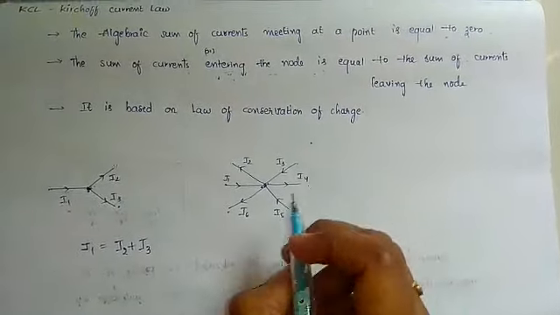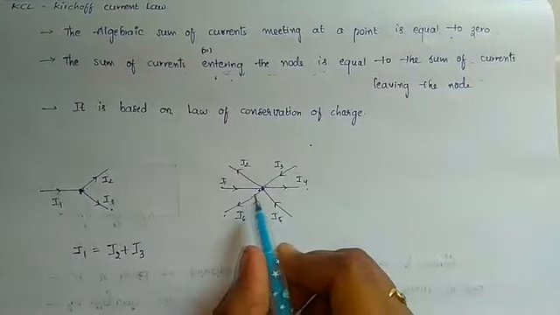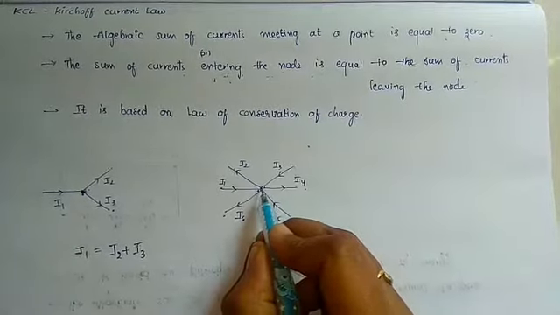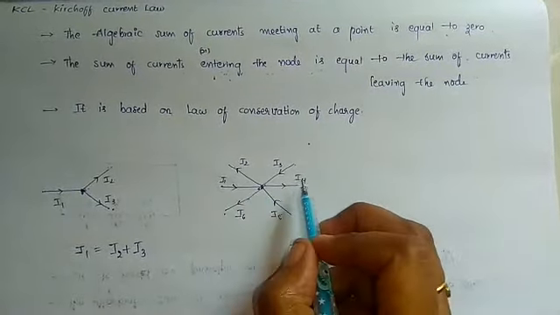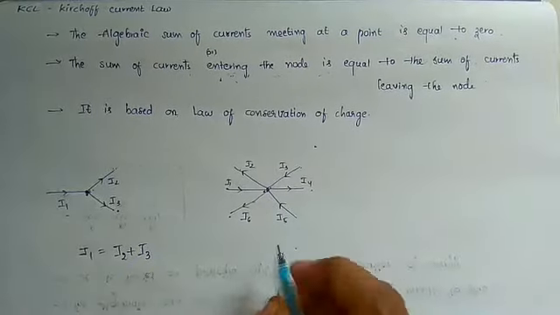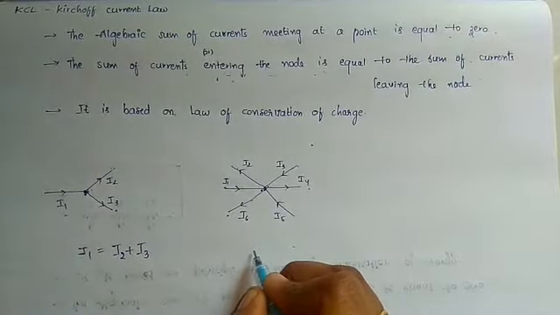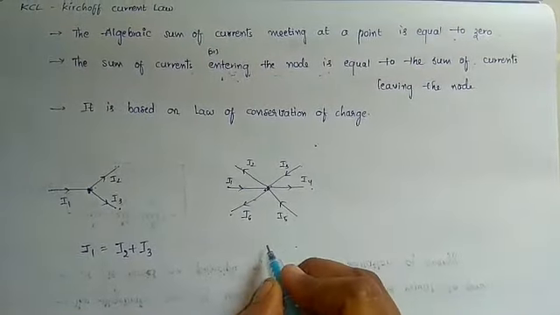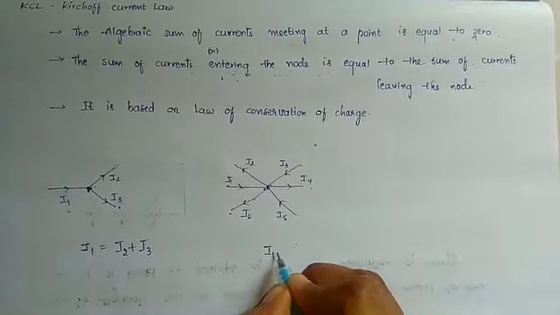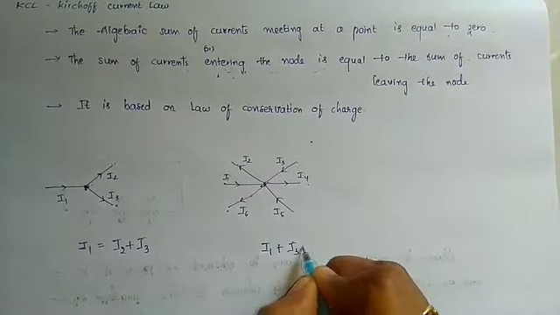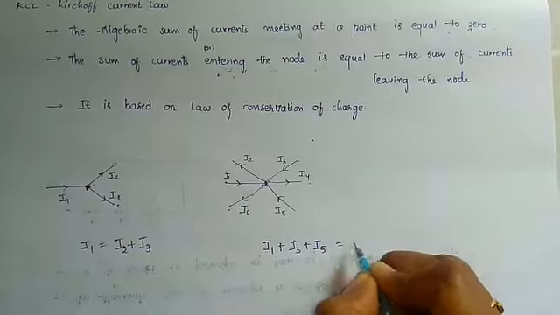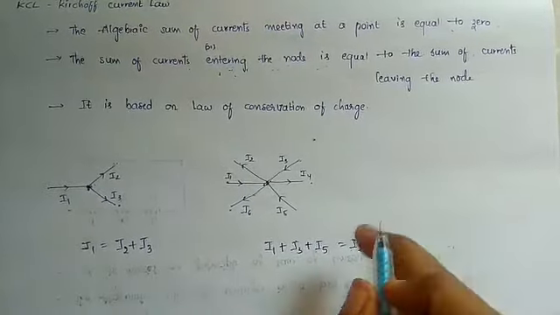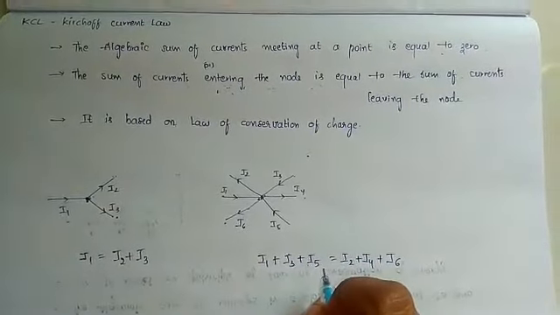And coming to this example, when we see here, I1, I3, I5 are entering this node, whereas I2, I4 and I6 are leaving the node. So we can write that the sum of currents entering the node is equal to the sum of currents leaving the node. We are going to write I1 plus I3 plus I5 is equal to I2 plus I4 plus I6. This is Kirchhoff's current law.